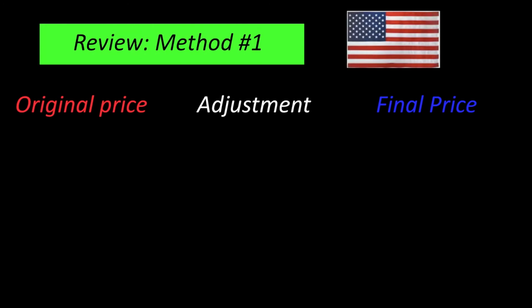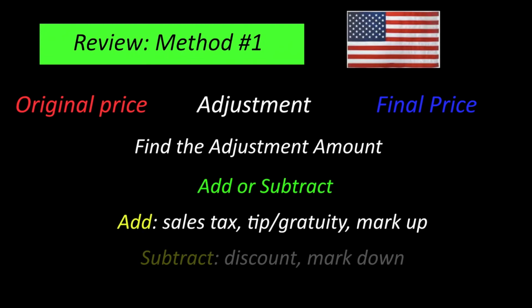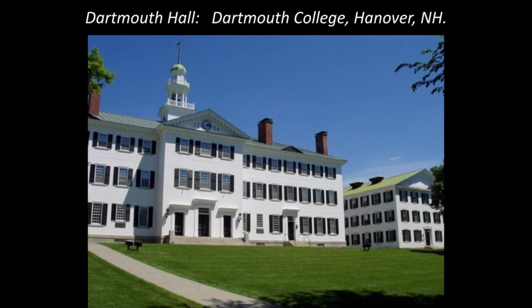Okay, so let's review. In method 1, we found the adjustment amount. We used that adjustment amount to find the final price. Depending on whether it was a tax situation or a discount situation, we would either add or subtract respectively. Second method is the formula method. It's the method I prefer. This slide looks busy, but in my opinion, this formula simplifies things, and that's the way to do these problems.